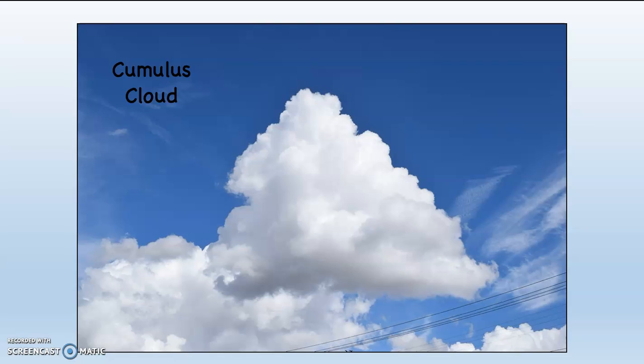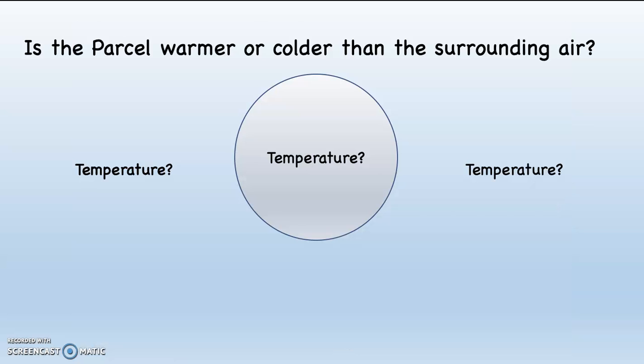And I'm here to tell you that cloud has a different temperature than the air that's outside of it as well. So what we do is we take a look at whatever the temperature of the bubble is, let's say it's that cumulus cloud there, and we compare that to the temperature of the air that's around it. So what I just did was I took that cloud, a parcel of air, and turned it into a diagram. The parcel of air is that gray bubble in the middle with temperature question mark. The rest of the atmosphere is the blue that's around it with the temperature question marks. Okay? Is the parcel of air warmer or colder than the surrounding atmosphere?